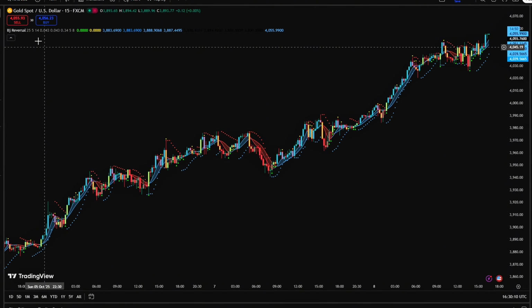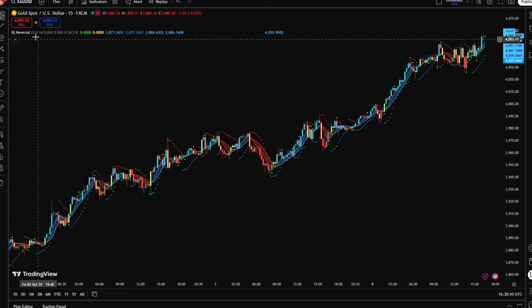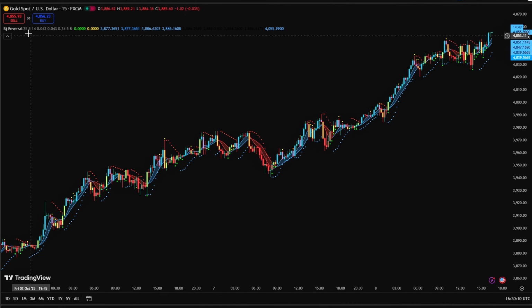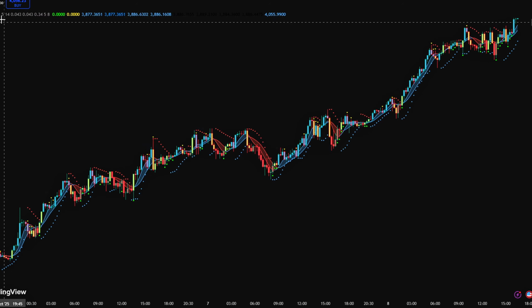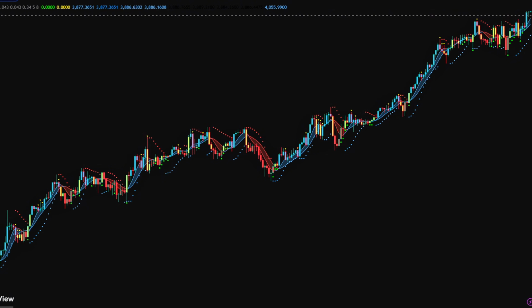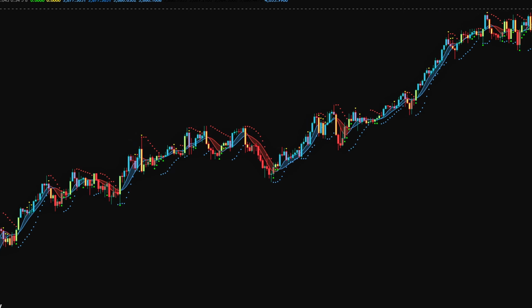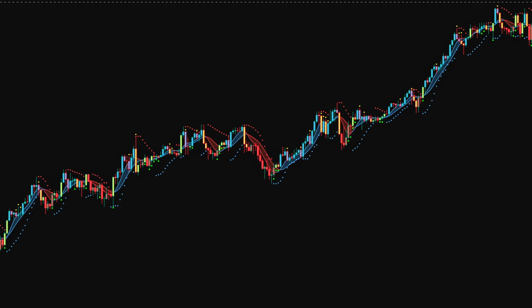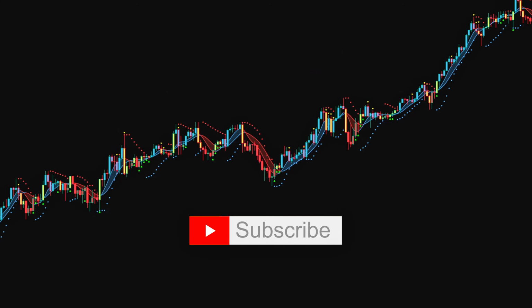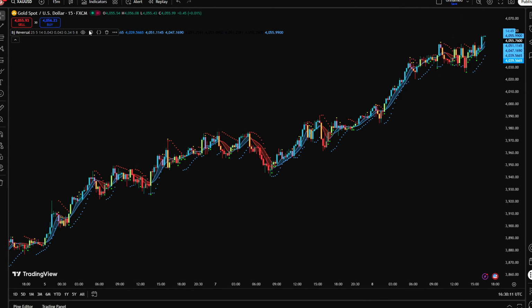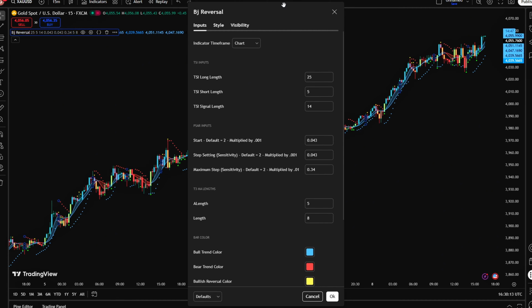You'll immediately notice two color-changing lines on your screen. These represent dynamic moving averages that adjust with market momentum. Now let's fine-tune the settings for improved clarity and accuracy. Fine-tuning the T3 trend indicator. Click the icon next to the indicator's name to open the configuration window.